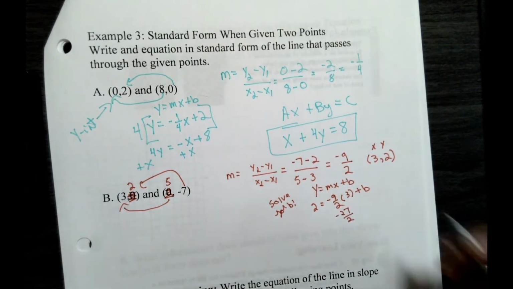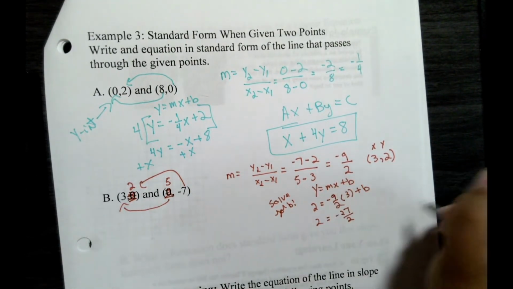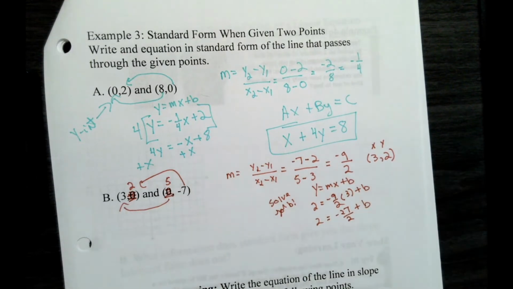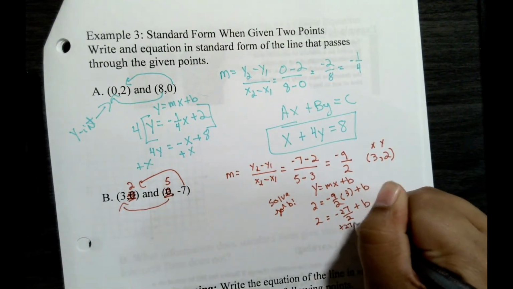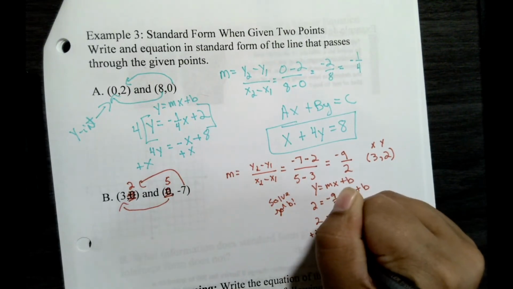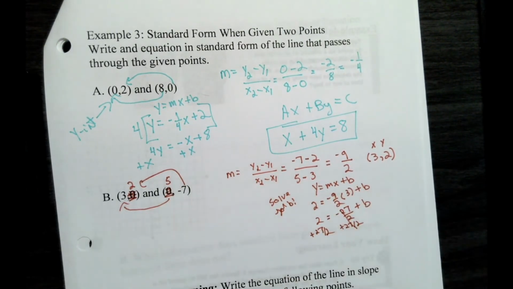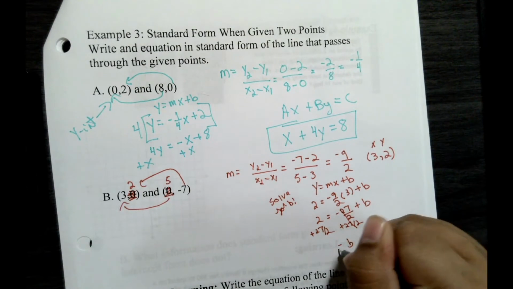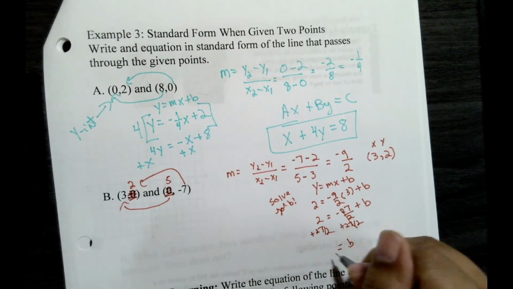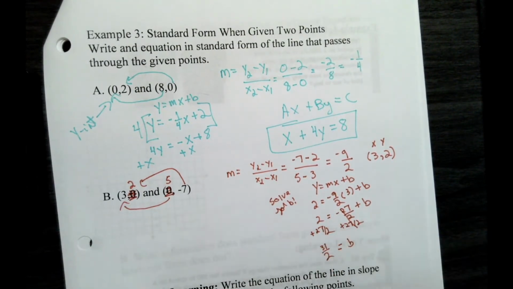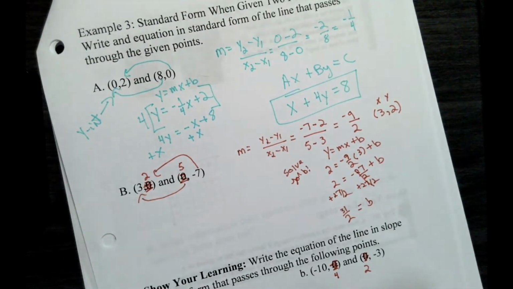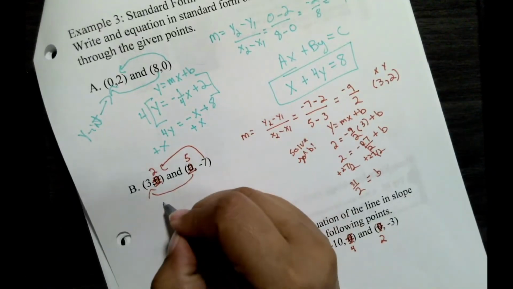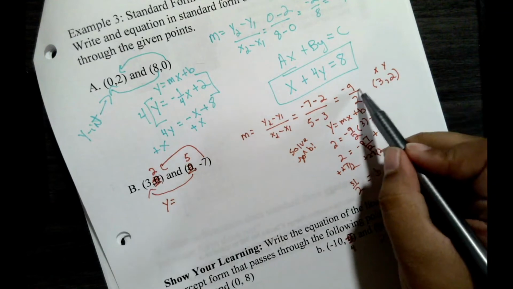Now to get rid of that, we got to add 27 over 2 on both sides. Boo! Those go away. We get b is equal to 31 over 2. Now we have an m and we have a b. So our formula is y equals negative 9 over 2 x plus 31 over 2.